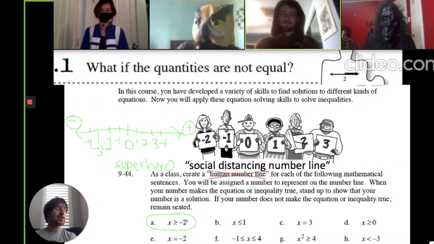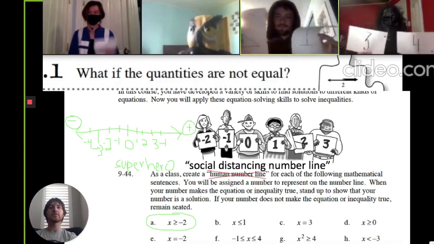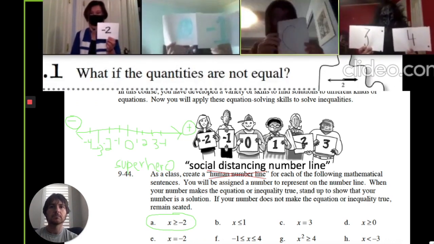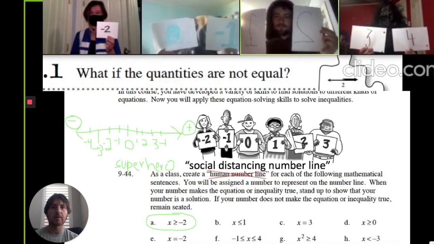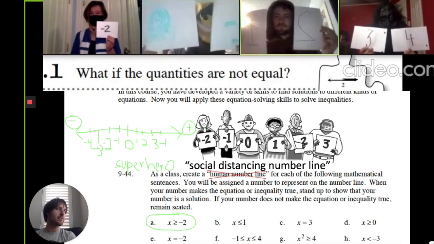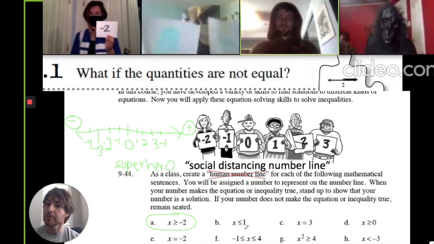Normally, I'd have the humans in the human number line read out the inequality in class, but instead, I will read it for the superheroes, and superheroes will raise their numbers if it is a solution. All right, A here. X is greater than or equal to negative 2. Please raise it up if you have a solution for X, if you're holding it. Very well done. Superhero number line. Okay, that looks pretty good. That looks like we noticed several solutions to the inequality X is greater than or equal to negative 2.